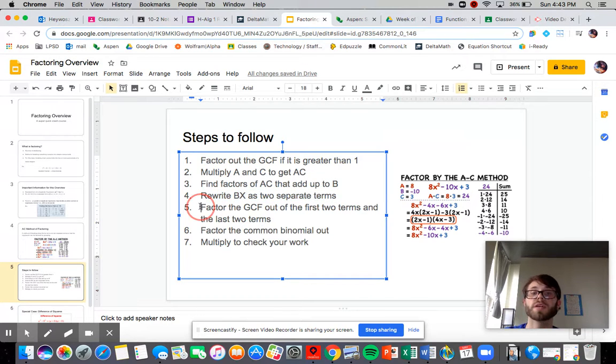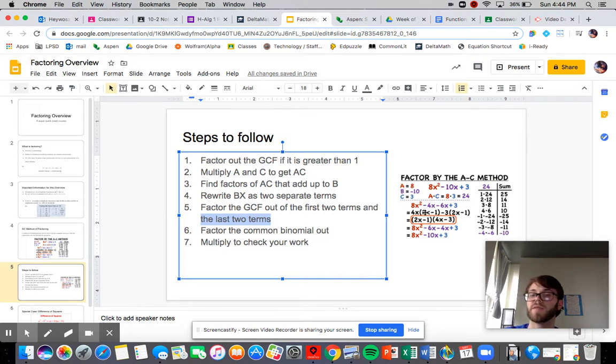All right, so you're now going to factor out the GCF of the first two terms. So the GCF of 8x squared minus 4x is 4x. And then you're going to factor out the GCF of the last two terms. So the GCF of negative 6x plus 3. So in this case, we're deciding to factor out the negative 3. So that way, inside we have a 2x minus 1. You always want to try and make the x positive. It's a little bit easier to work with.